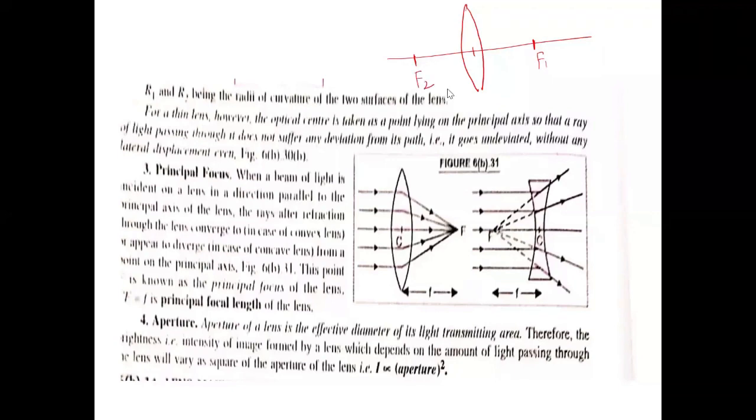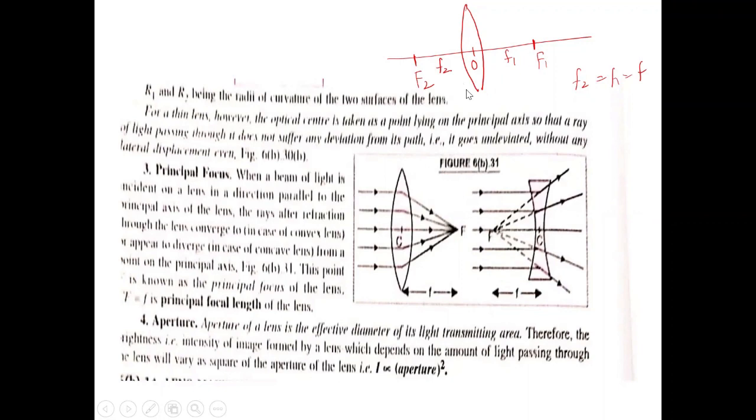Can I take F1 as positive and F2 as negative for a convex lens? This one is F1, and this is F2, the focal lengths. If the curvature is the same, suppose the lens is equally curved, as in a biconvex lens where the radius of curvature of the two surfaces is the same, then we can take F2 equal to F1, that is f. Only then can we take it as f.